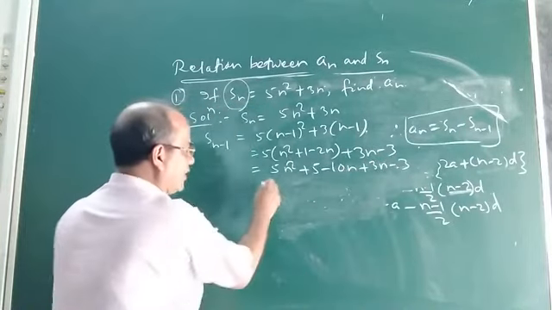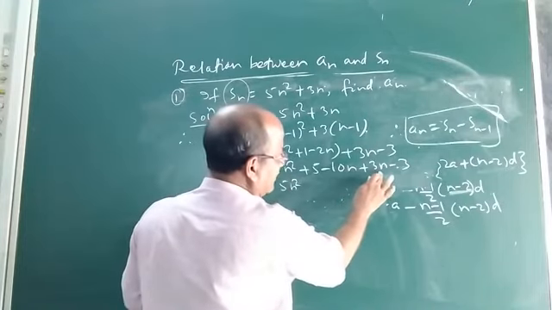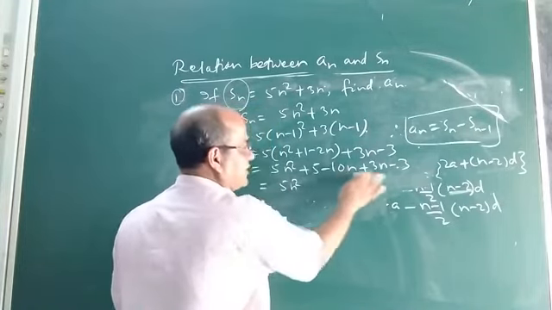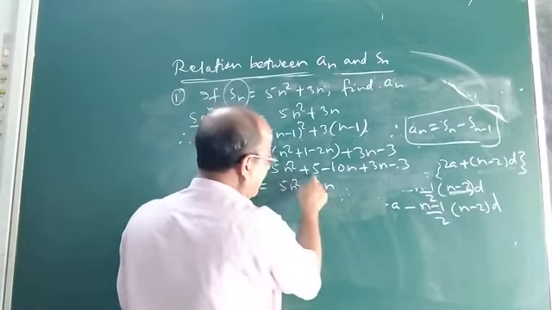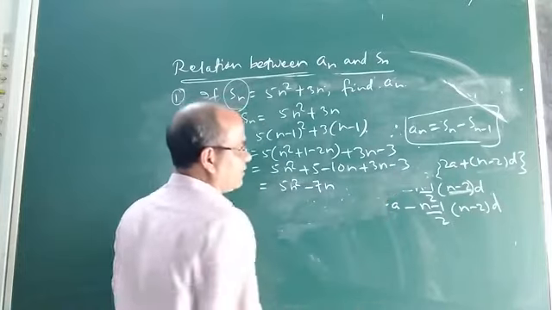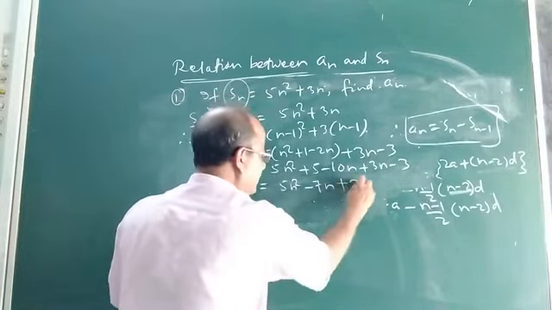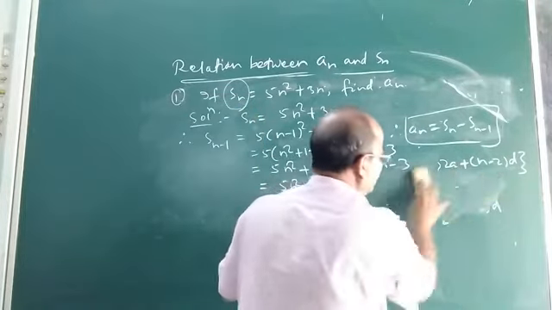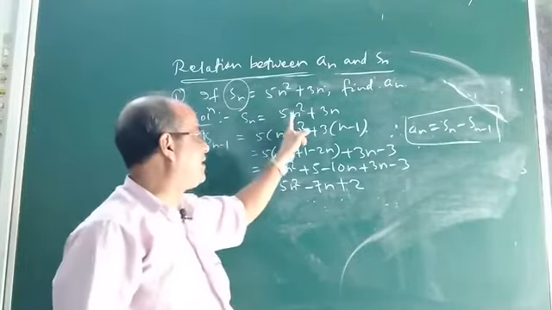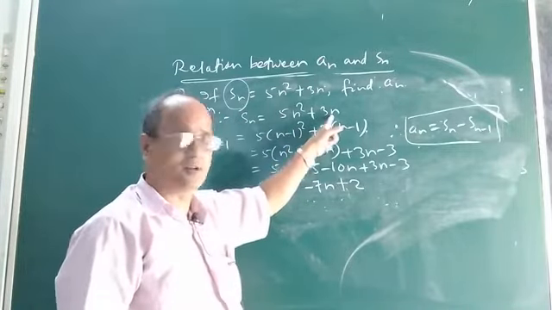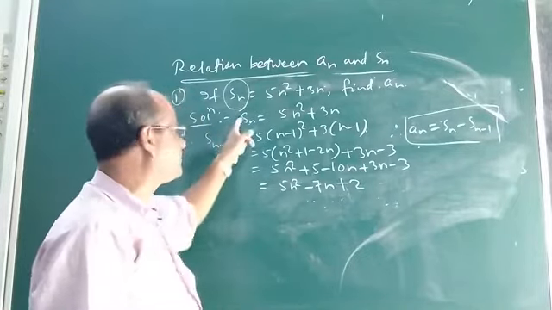Now what will it give? 5n square, then minus 10n and 3n. Minus 10n plus 3n, these two are like terms, so you add these two. It will be minus 7n. Again plus 5 and minus 3 are also like terms, so plus 5 minus 3 will give you plus 2. So if Sn is given by 5n square plus 3n, then Sn minus 1 will be equal to 5n square minus 7n plus 2.